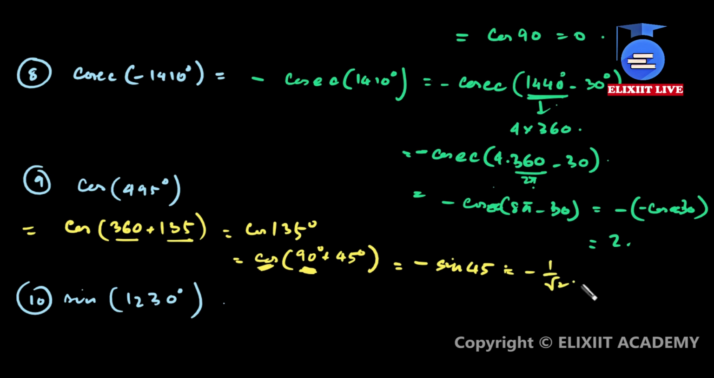The last one, half, yes, correct. Sine 1230 is half. Again for the last one.